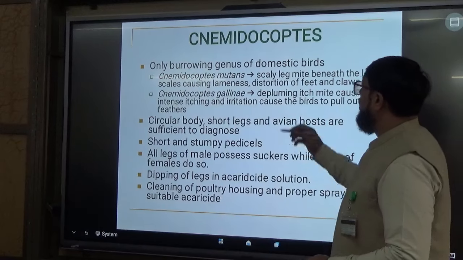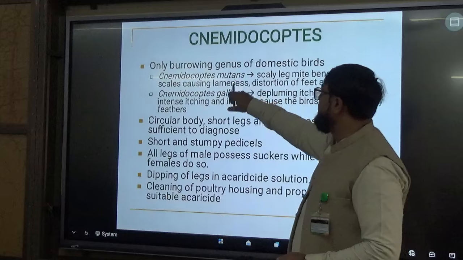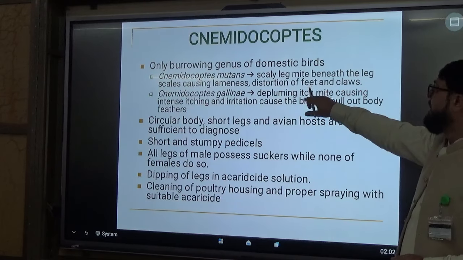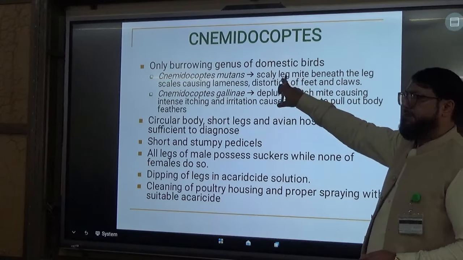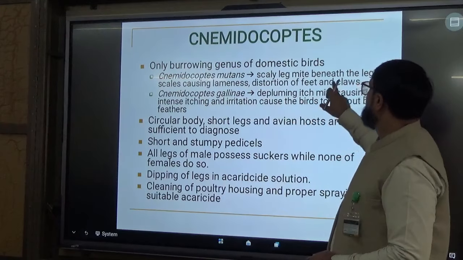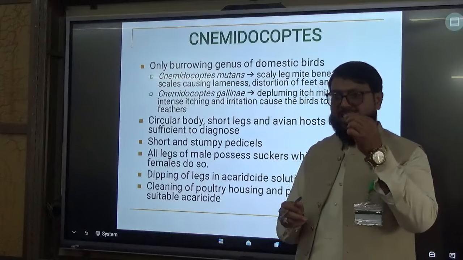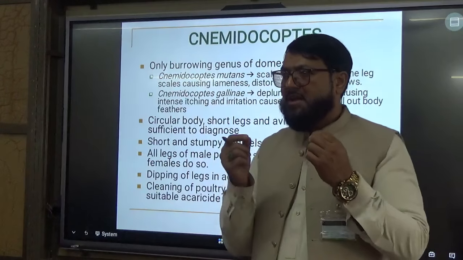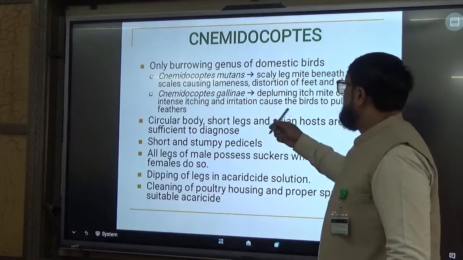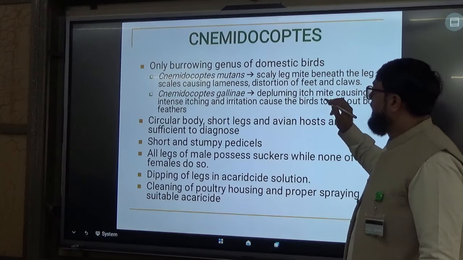Nemidocoptes is the only burrowing mite of domestic birds. It has two species, mutans and gallinae, and these involve two different parts of the bird. The part infested by Nemidocoptes mutans is the leg region; it is the leg mite beneath the leg scales. You know, chickens have scales on their legs. So these mites hide just under those scales and then spread inside. They cause lameness and distortion of the feet as well as the claws.